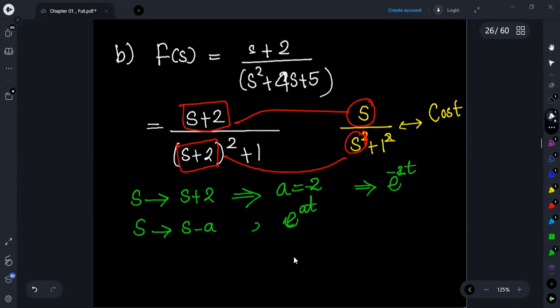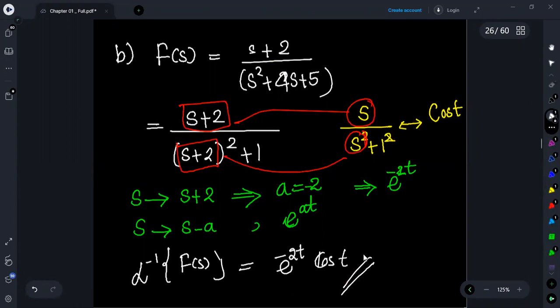So the answer, the inverse Laplace transform of capital F of s is equal to e to the power minus 2t cosine 2t. Not 2t, cosine t. This is the answer.